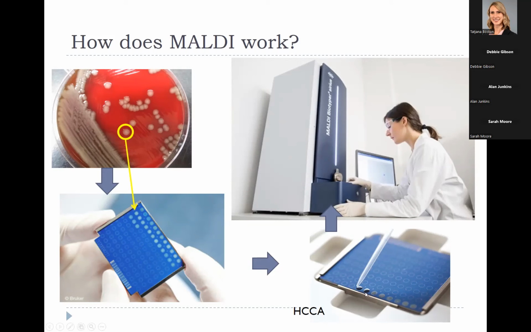Then we put this stuff on. We just call this matrix, or HCCA. If you're interested, it's actually alpha-cyano-4-hydroxycinnamic acid. One microliter onto each one of those little circles.